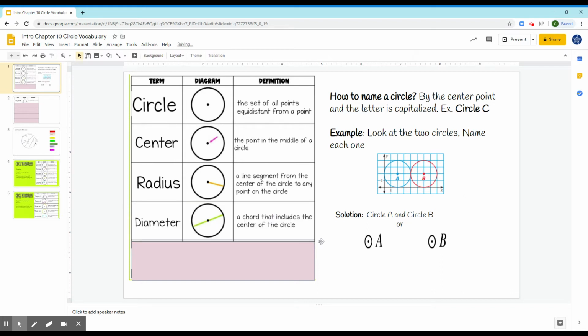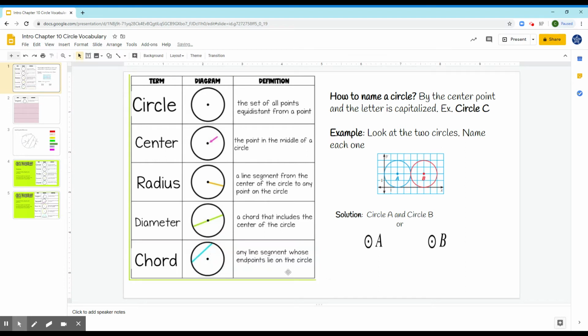Then we have the diameter. The diameter, like the radius, has the center included. The diameter is a chord that includes the center, and it goes from rim to rim. You see that it starts and ends on the rim. The center is included. The radius is half of the diameter. That's a huge relationship that we need to pay attention to. So again, the radius is half of the diameter.